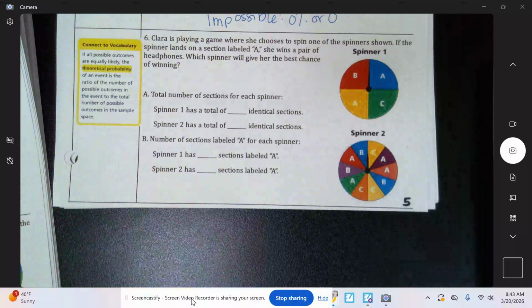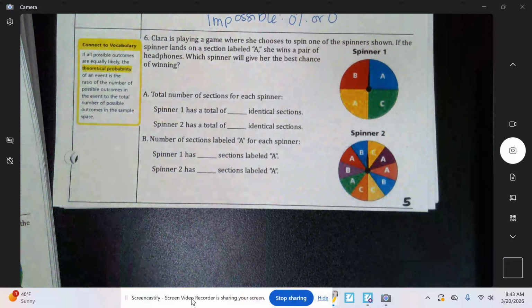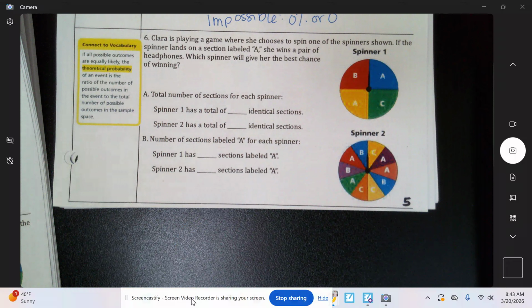Alright, Claire is playing a game where she chooses to spin one of the spinners shown. If the spinner lands on the section labeled A, she wins a pair of headphones. Which spinner will give her the best chance of winning? Just looking at it, if you had to get an A to win, which one do you think you're going to pick? Who's picking spinner 1? Anybody going with spinner 1?